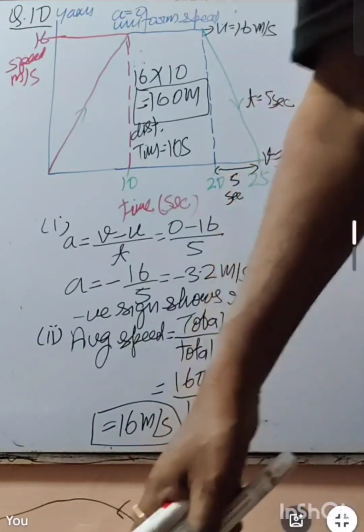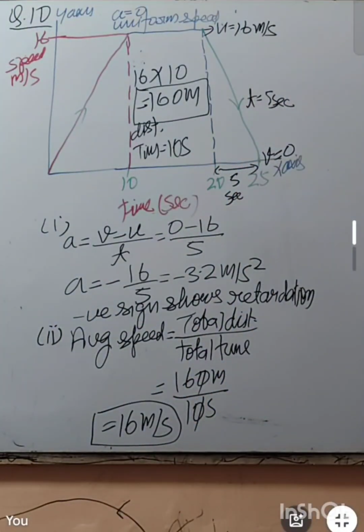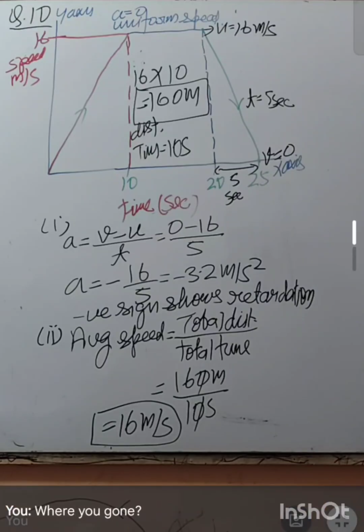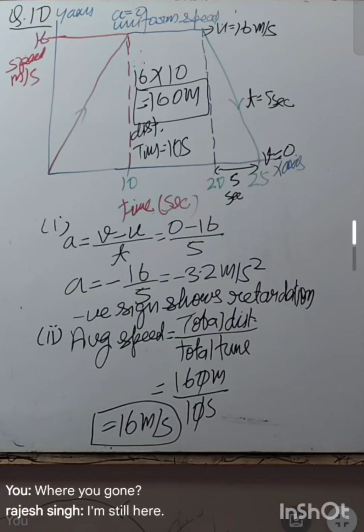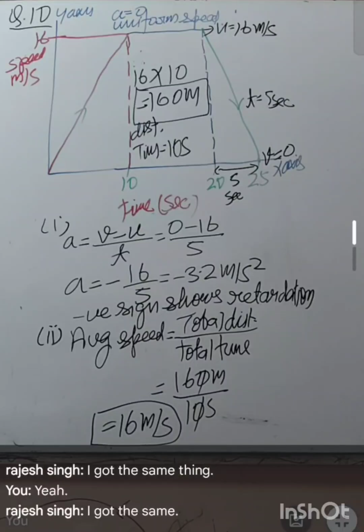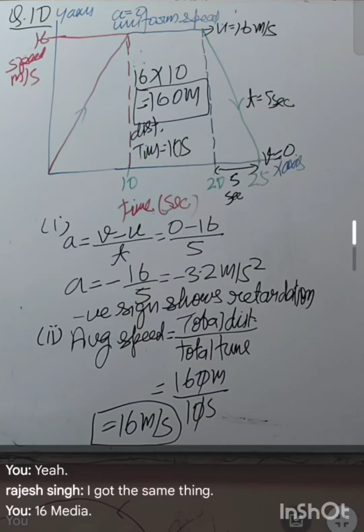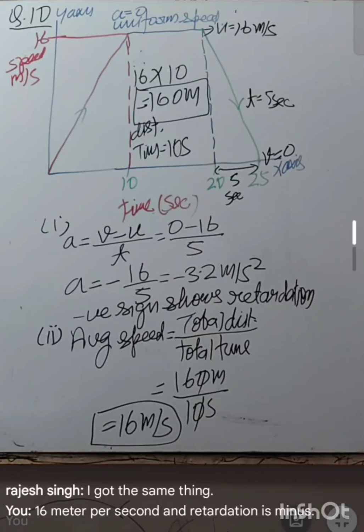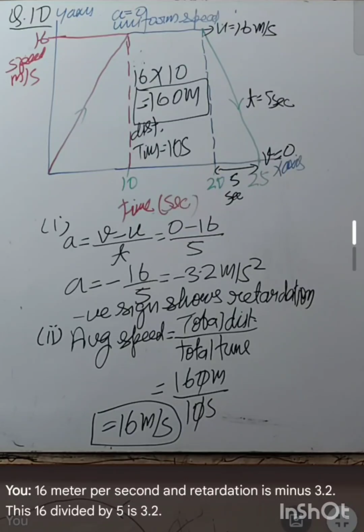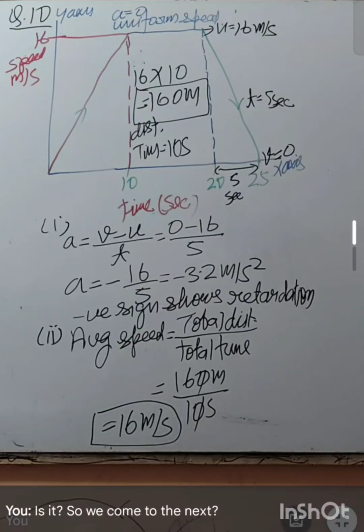Where have you gone? I'm still here. So what is your answer? I got the same thing. 16 meter per second and retardation is minus 3.2. This 16 divided by 5 is 3.2, na? Is it correct? So we come to the next question.